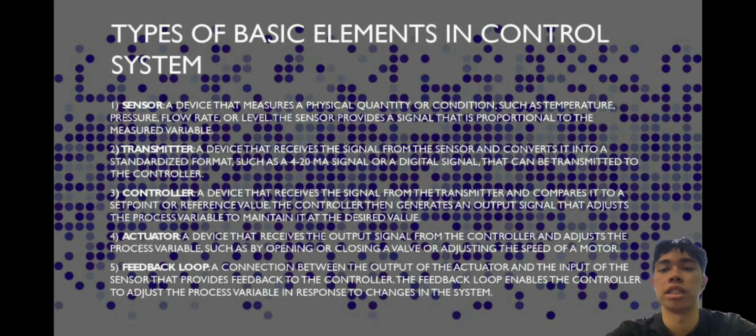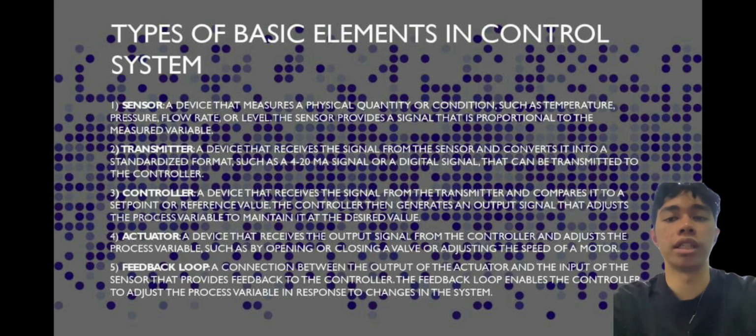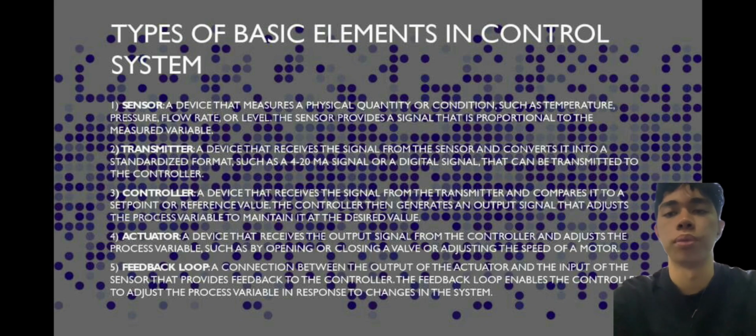Controller is a device that receives the signal from the transmitter and compares it to a setpoint reference value. The controller then generates an output signal that adjusts the process variable to maintain its desired value. Actuator is a device that receives the output signal from the controller and adjusts the process variable, such as opening or closing a valve or adjusting the speed of a motor.